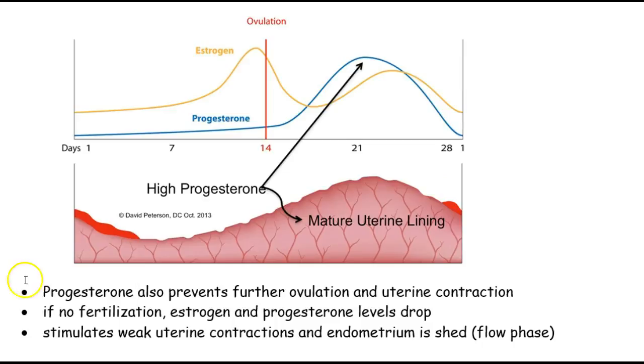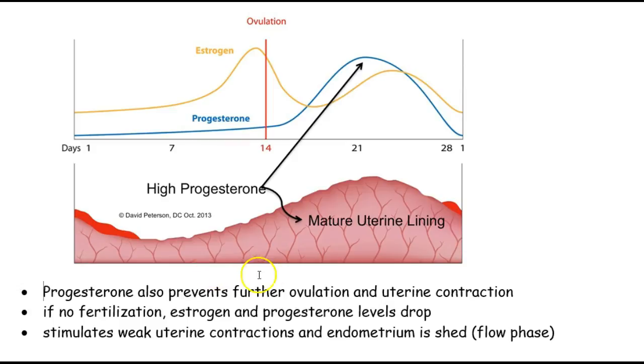So another thing that's important to mention and worth noting about progesterone and its role as a reproductive hormone in women is that it also prevents further ovulation, and it also prevents uterine contractions. So I want to talk about that. Let's make sense of that. So if we're looking at the endometrium being thickened in preparation for the implantation of a fertilized egg, then we want to make sure that there isn't another egg being released from the ovary and potentially being fertilized.